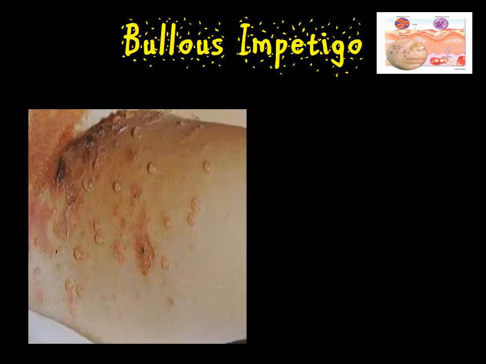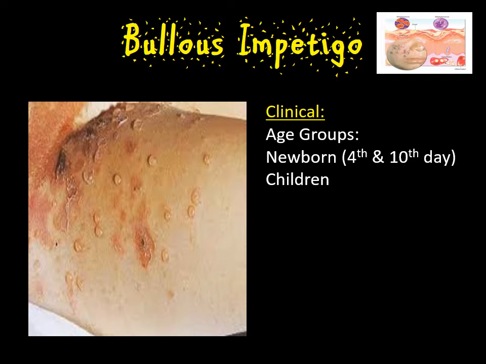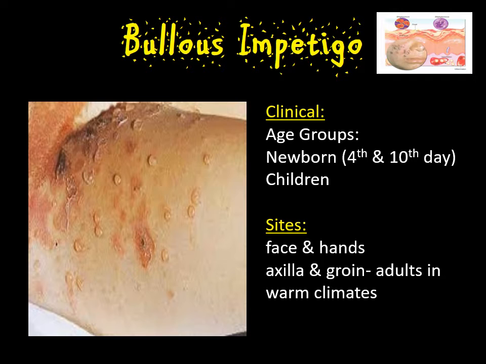Bullous impetigo is considered to be less contagious than the non-bullous form. It tends to affect the face, extremities, axilla, trunk, and the perianal regions.